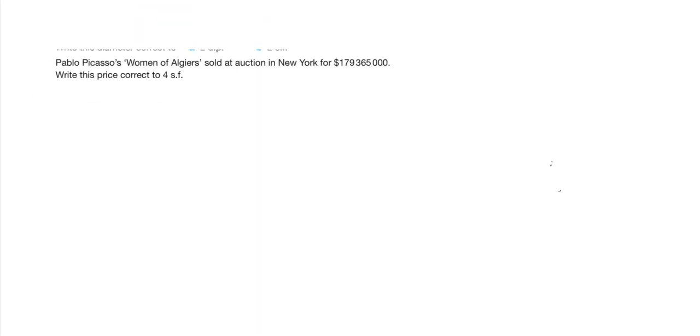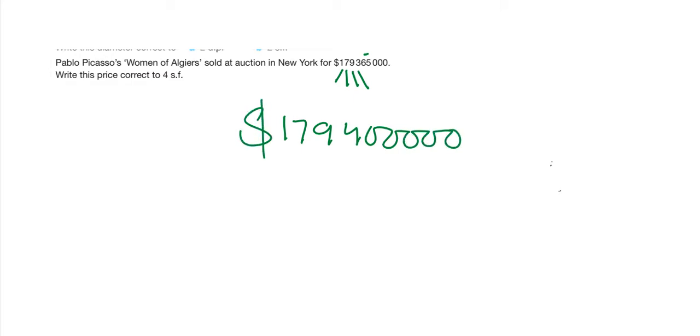Pablo Picasso's Women of Desire sold at auction in New York for $179,365.00. Write this price correct to four significant figures. So this one is first, second, third, and fourth, and you can see the fifth digit is 6, greater than 5. So we can easily add one. This will be the dollar amount corrected to four significant figures.